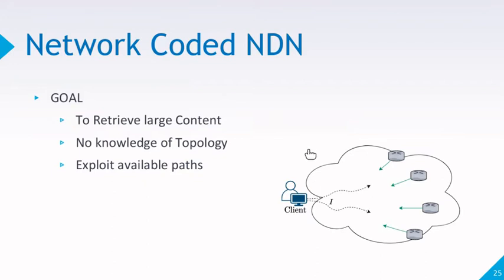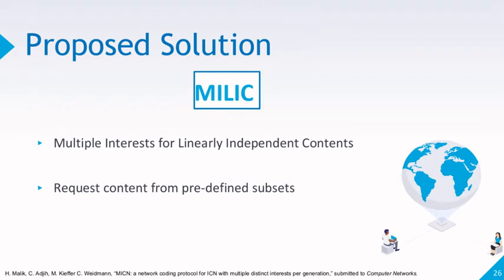So the main goals of our work are to be able to retrieve large content in a network where no topology is known, so we don't have a developed FIB, and we want to be able to exploit all the available paths by sending interest on all the available paths, and we use the multicast forwarding strategy, so we send interest over all the paths. We propose a special construction of interest, MALIK, which stands for multiple interests for linearly independent content. The idea is to send interests such that they bring back content from predefined subsets.